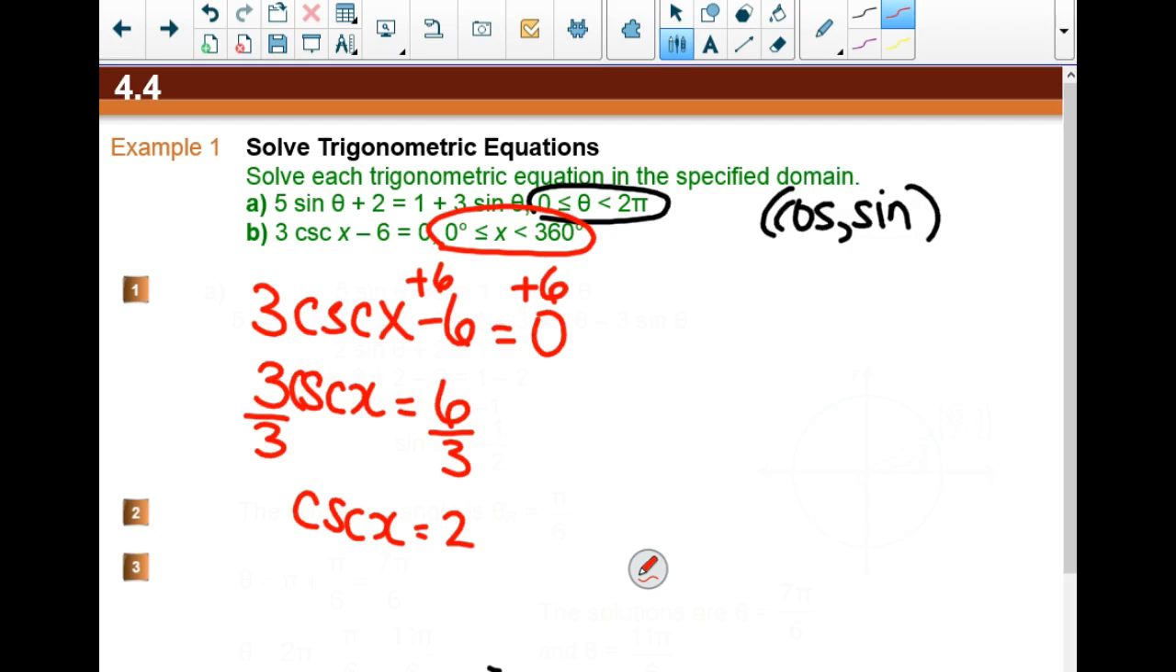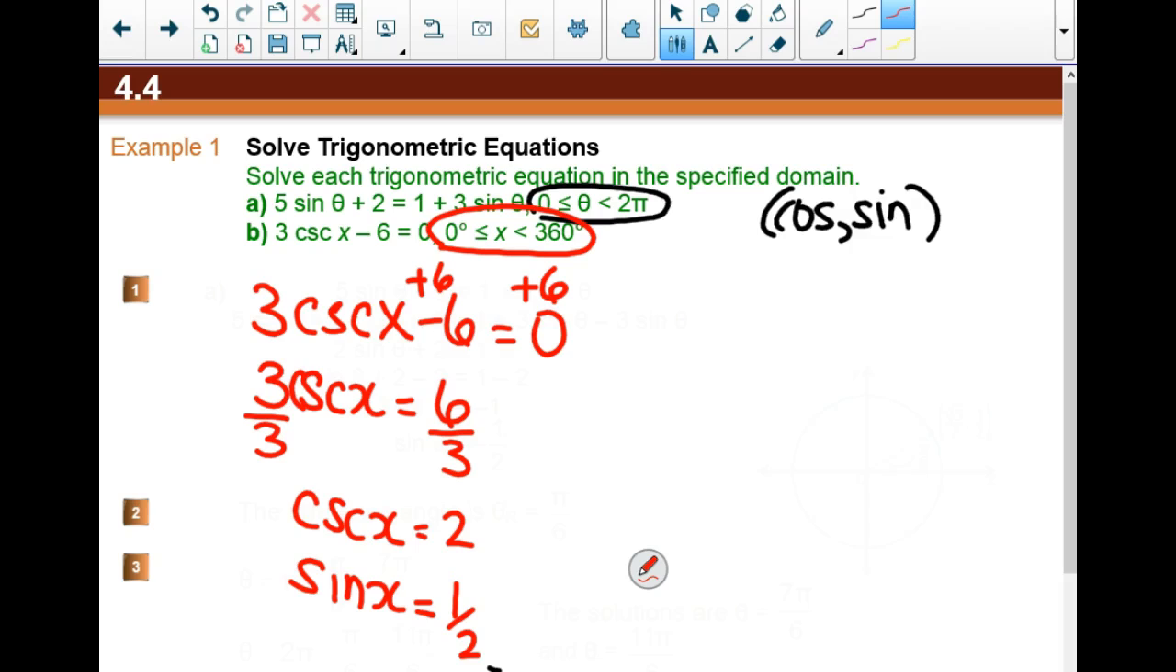Keep in mind we don't have cosecant on our unit circle, but we have sine, right? And cosecant and sine are reciprocals of each other. So if our answer is cosecant x equals 2, then it's actually sine x is equal to the reciprocal, which is 1/2. So now all we have to do is look where sine is equal to 1/2 on our unit circle, and we're going to say our answers in degrees instead of radians.